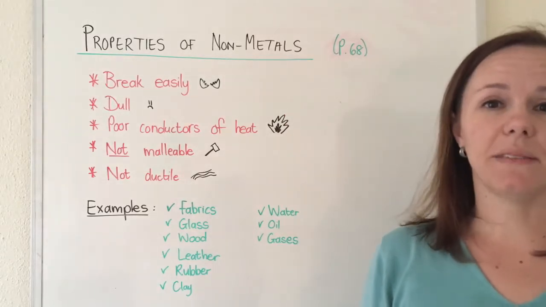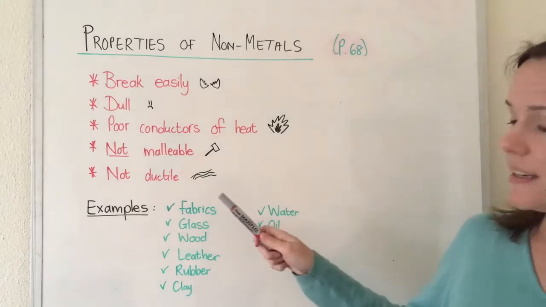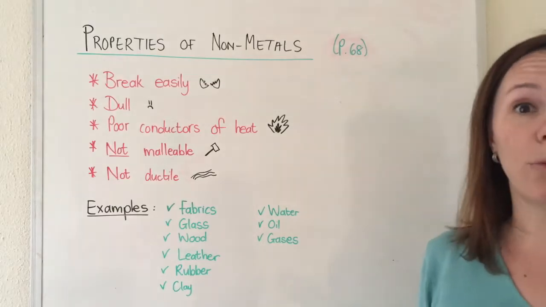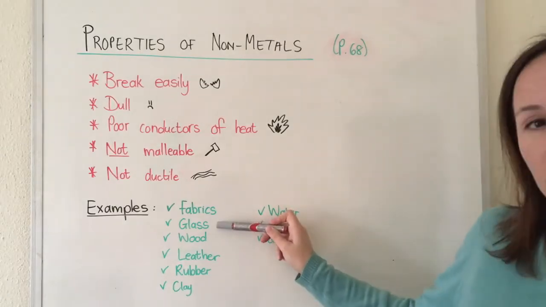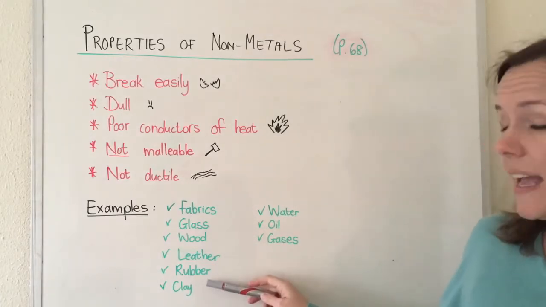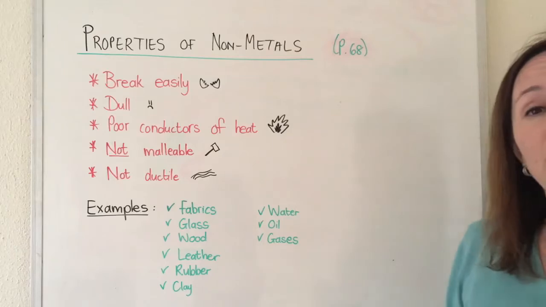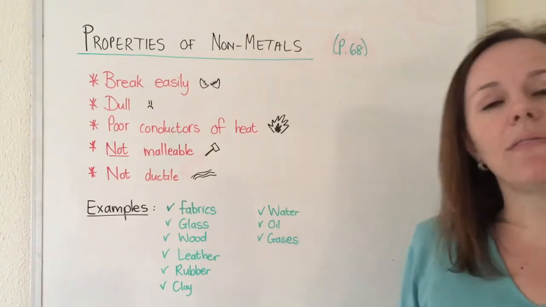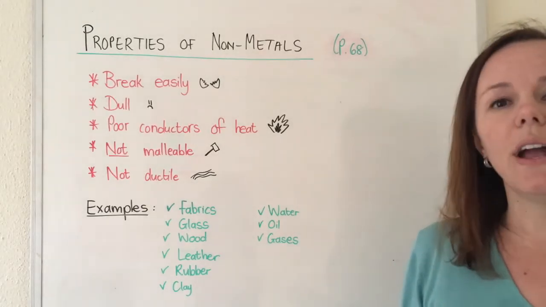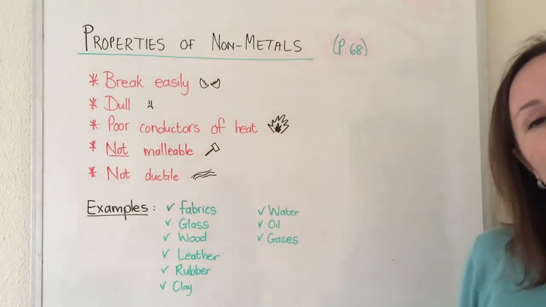Now, a non-metal is basically any kind of material that is not metal. So if we look at the examples at the bottom here, that's like fabrics. Fabric is like cotton or wool or silk. Glass, wood, leather, rubber, clay and sand, and then also water, oil, and different kinds of gases. These are just some of the examples. There's many more. Anything that you can think of, anything you see around you that is not metal will be a non-metal. Okay, so let's look at the properties.